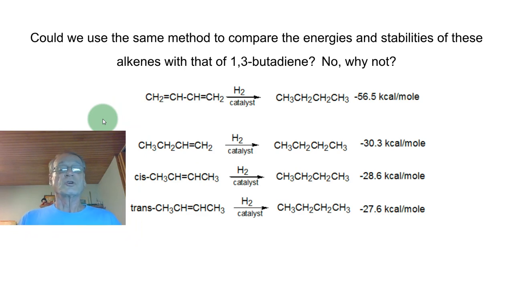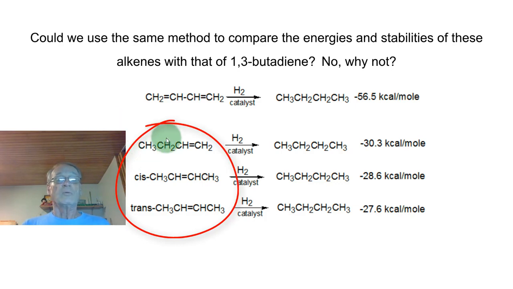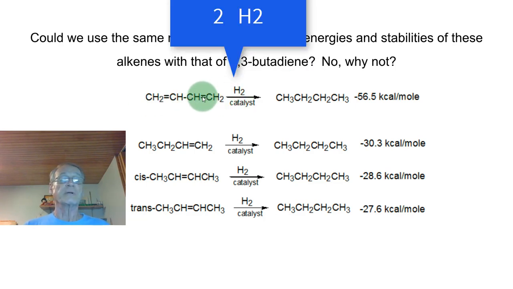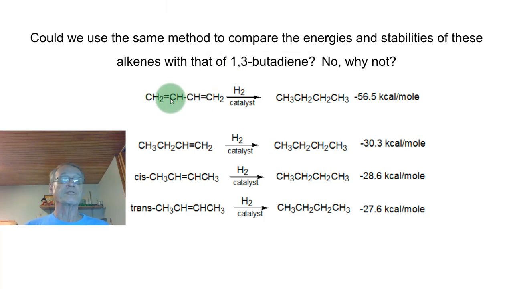So here's a question. Could we use the same method to compare the energies and stabilities of these three alkenes that we just talked about with that of 1,3-butadiene? So here's butadiene. If we hydrogenate it, it would take two hydrogen molecules to do it, because we'd have to put hydrogen across that double bond and hydrogen across that double bond. But we would still get the same product, which is n-butane. Could we use that to do this, to compare the stability of that molecule to these? And the answer is no.